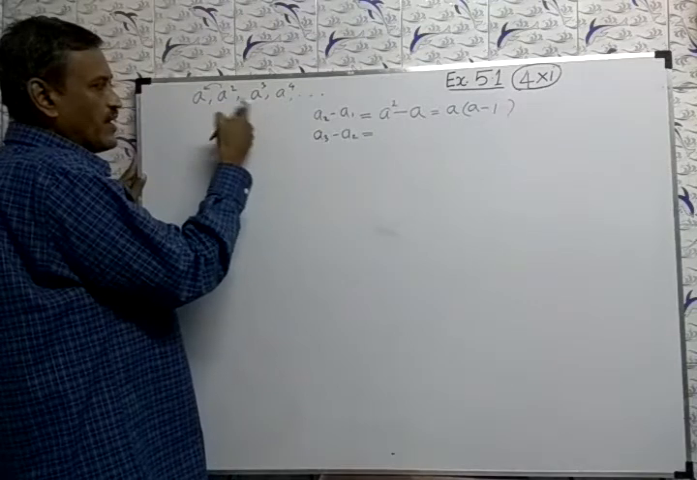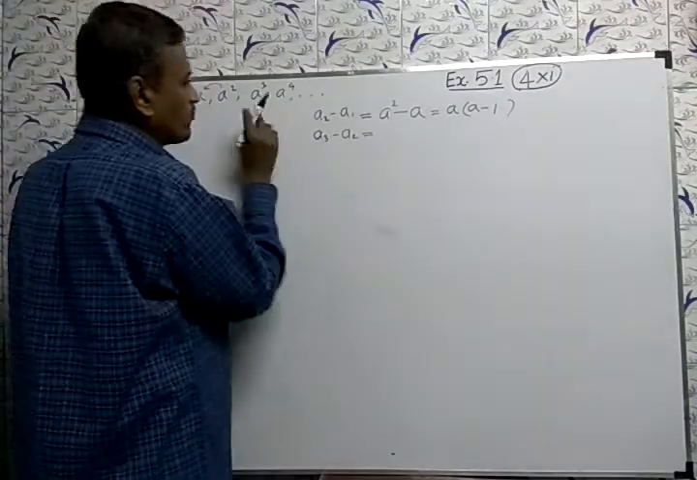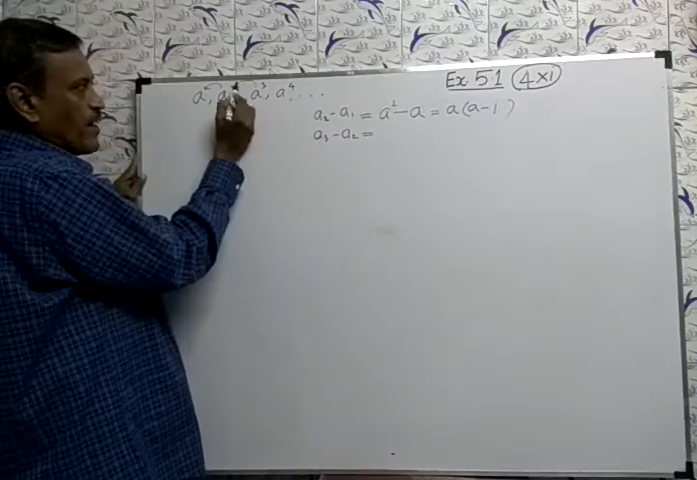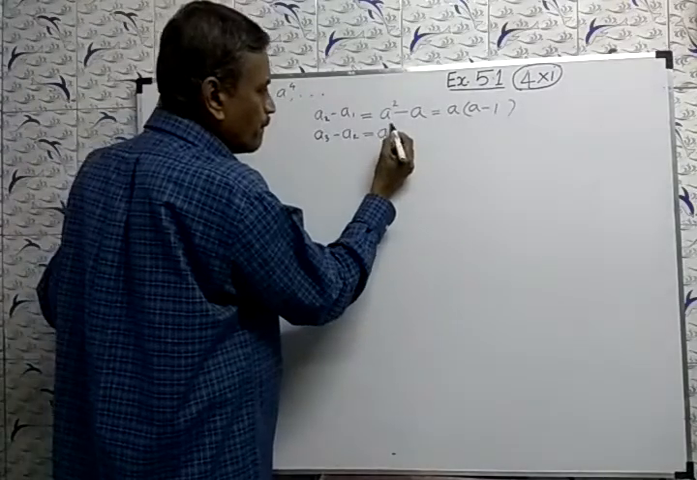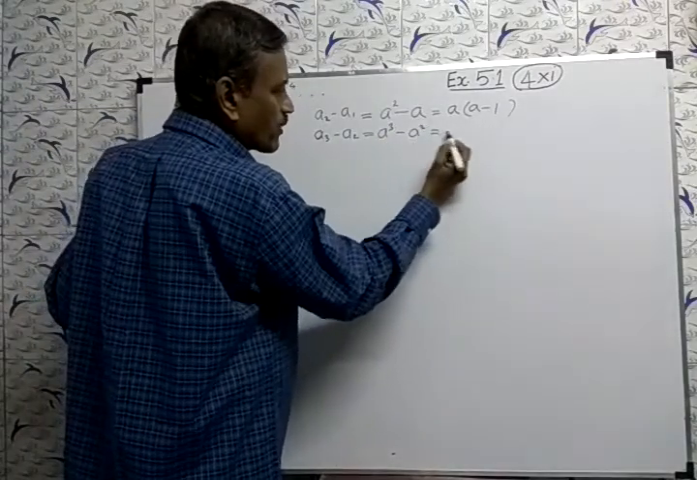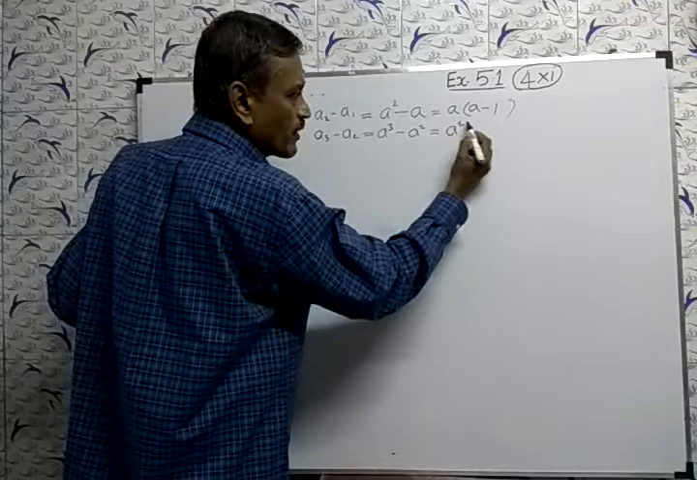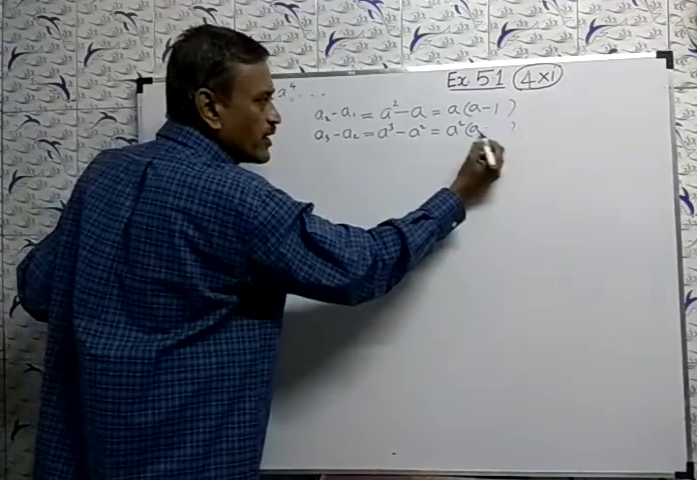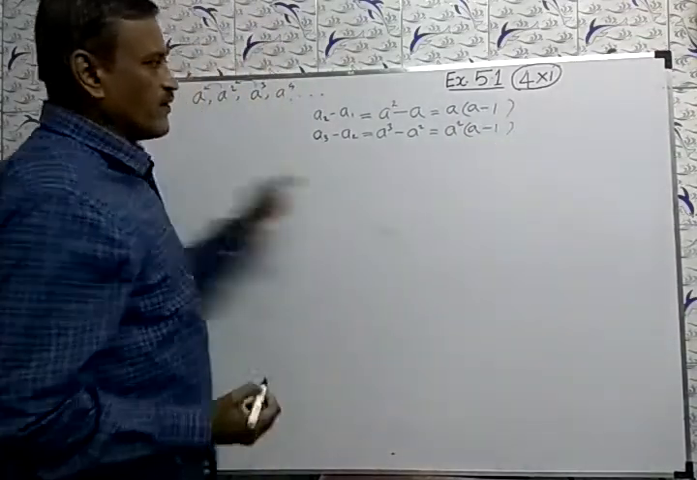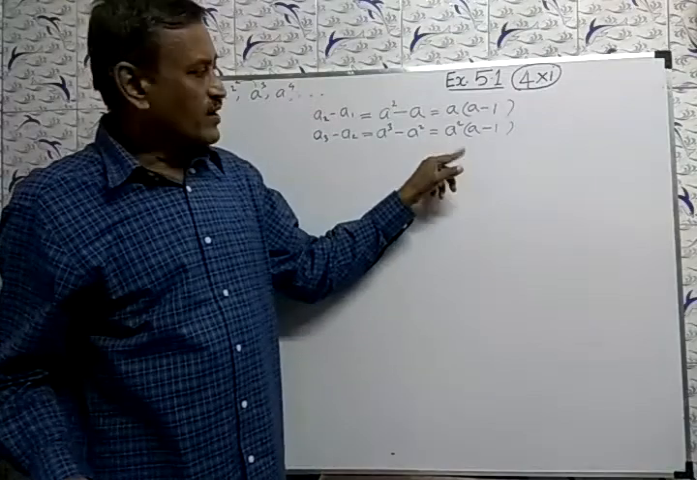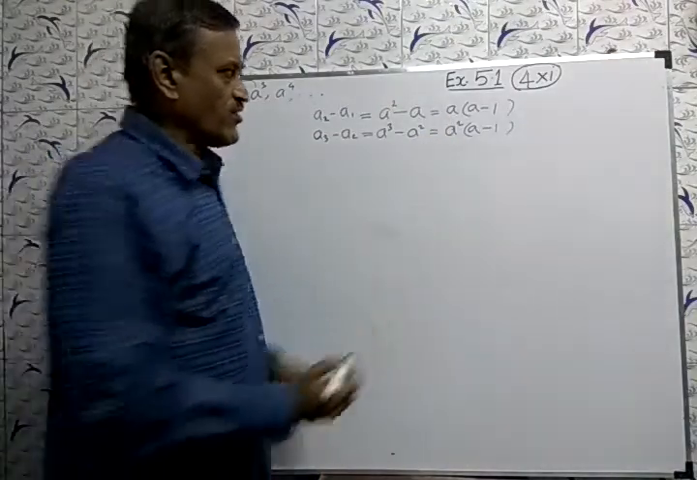Again here, see that A3, this minus this, A cube minus A square. Common is A square out, A minus 1 left. These two are not same. Here A is there, here A square is there, not same.